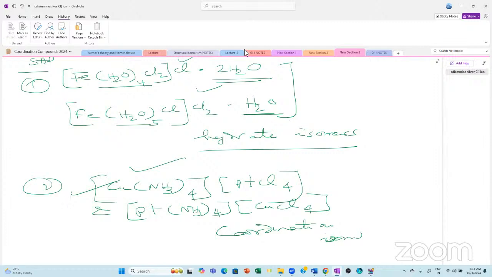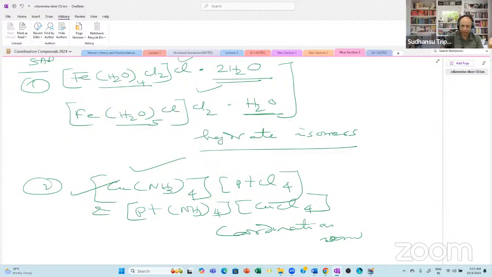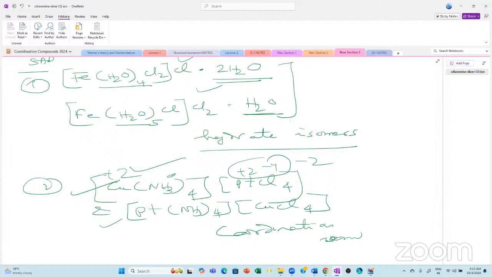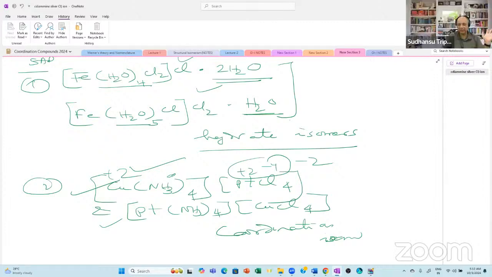Tetraamminecopper(II) tetrachloridoplatinate(II). Precisely. Plus 2, minus 4: this total will be minus 2. This is plus 2, this is minus 2, so it's balanced. Second one: tetraammineplatinum(II) tetrachloridocuprate(II). Yes. Once you always acquaint yourself with writing the IUPAC recommended names for everything you are doing, you gain more and more confidence.